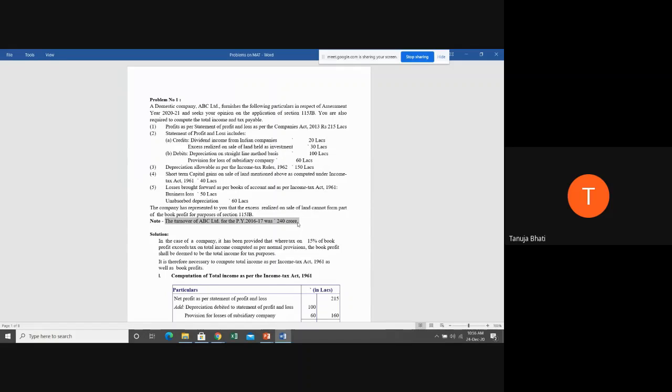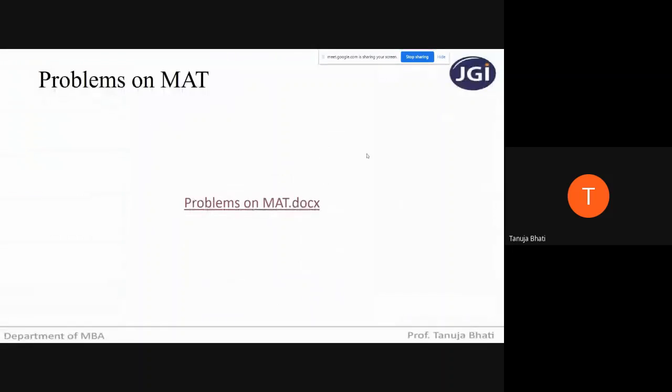Then you will get tax as per the normal provisions of income tax. In our tomorrow's lecture, we are going to see how to calculate income as per MAT. That is nothing but 15% of book profit.